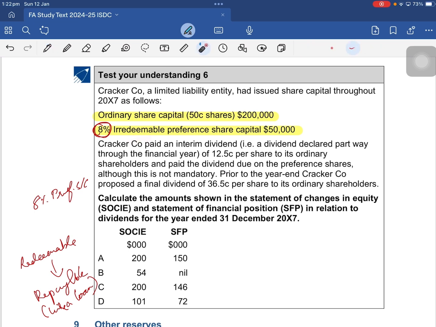This one is the same thing. The only difference is that the name of the share capital is changed. From ordinary share capital, it is changed into preference share capital. Clear?